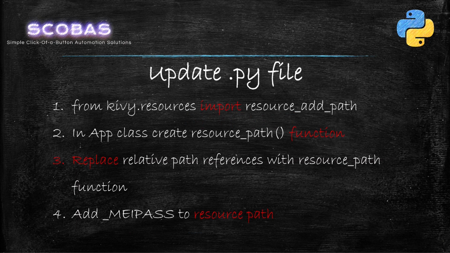Once you have the correct version of Python, we can then update our py file. So there's a number of things we need to change in our Python file. The first thing is you need to import the resource add path, and I'll show you in detail how to do that. Then in the app class, we need to create a separate function called resource path. So that function will then replace all the relative path references in our Python file. And lastly, we need to add this underscore MEIPASS thing to resource path, and we'll talk about what that is and why it's there.